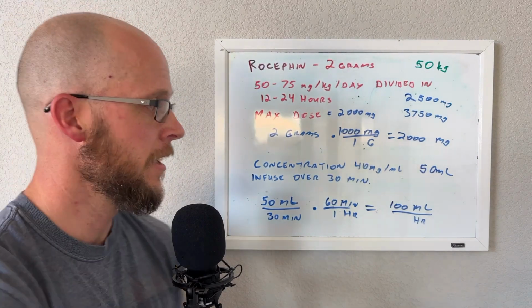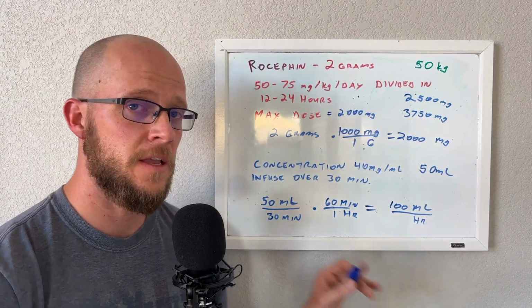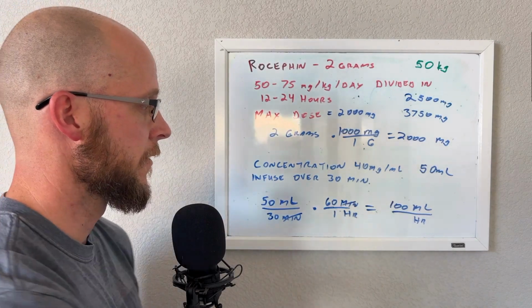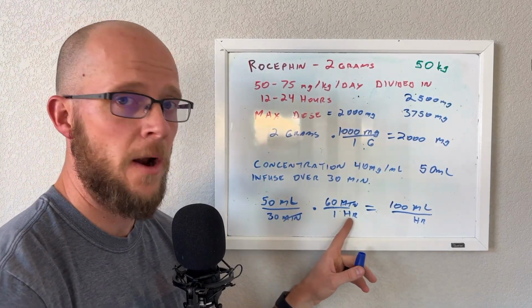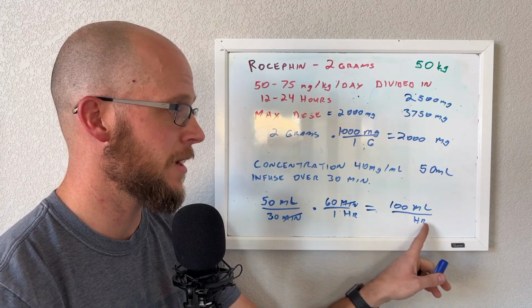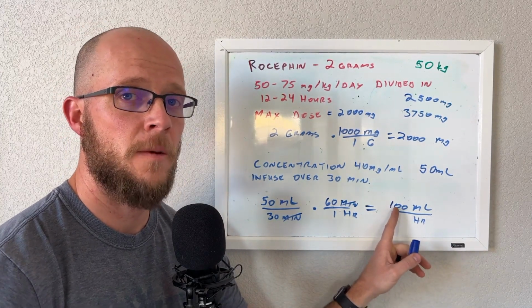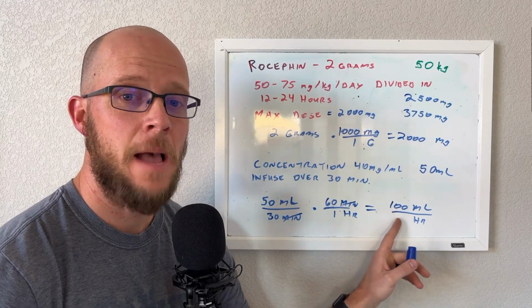100, so then just to double check your math and everything, you want to make sure everything cancels out. So your minutes cancel out there. You're left with milliliters per hour, which is exactly what you want at the very end. So you're going to make sure your pump is programmed for 100 milliliters per hour. Now, does that make sense?